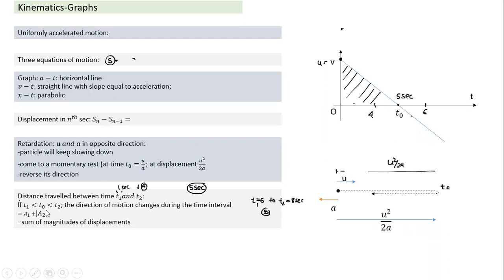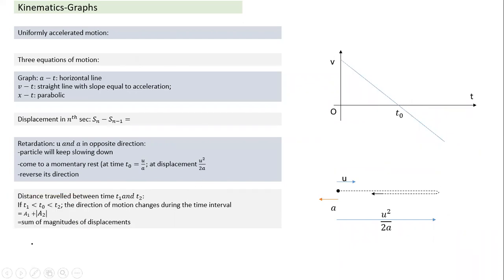So whenever you have to calculate distance traveled, how do we do it in terms of area? Whenever t1 and t2 are such that t1 is on one side of t naught and t2 is on the other side of t naught, between this time interval the direction of motion changes. And notice that from t1 to t naught there is positive displacement, and from here to here, negative displacement. But as far as distance traveled is concerned, I need to add both the quantities. How do I write it? Whenever it changes, it is a1 plus mod of a2. I simply add the sum of the magnitudes of displacement. That's what we need to do in terms of the graph.